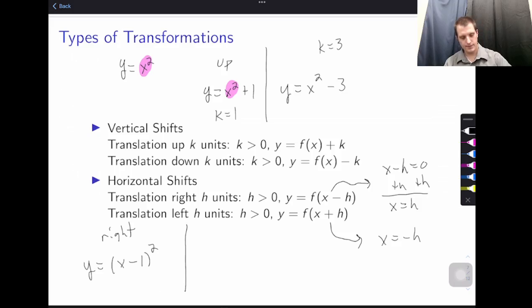Okay, for the left, this would just be y is equal to x plus 3 squared. And once again, if you set what's inside of the parentheses equal to 0, you'll get that your x is equal to negative 3 for the left, and x is equal to positive 1 for the right, and hopefully that'll help you realize why you're moving to the left or to the right.